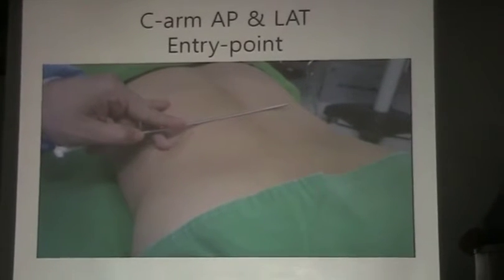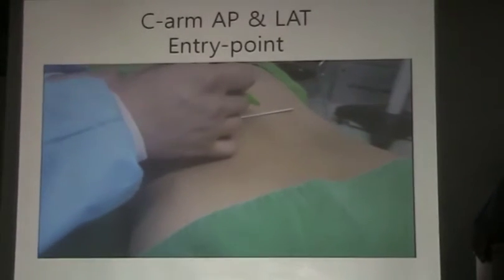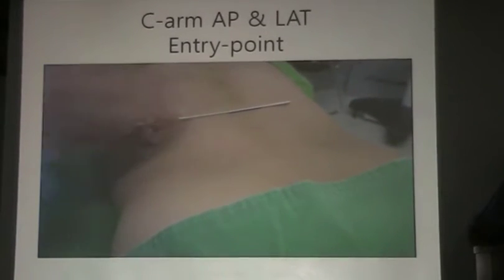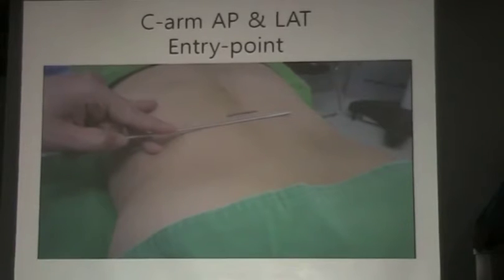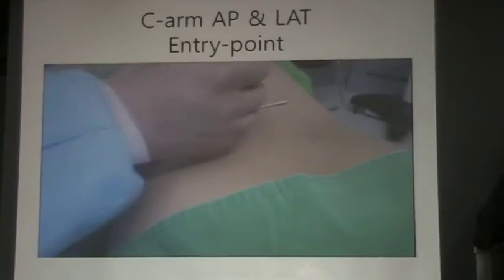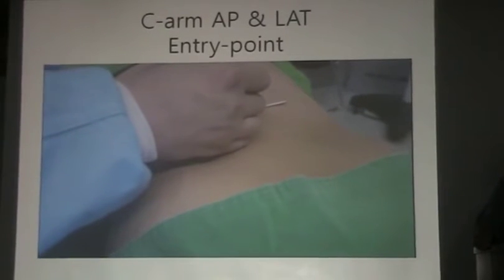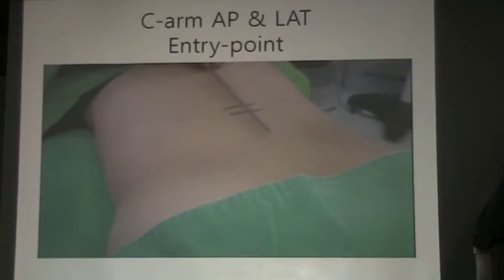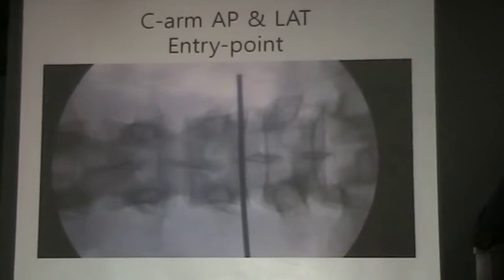This is an example of the C-arm AP, lateral, and making the entry point. My assistant always checks the C-arm AP, lateral, the entry point, and the distance from the midline. It is basic and very important to do percutaneous endoscopic lumbar discectomy.